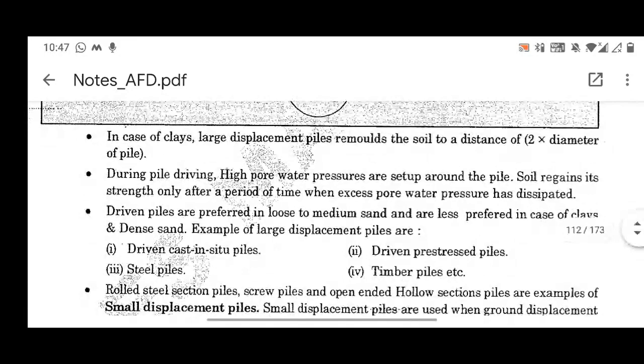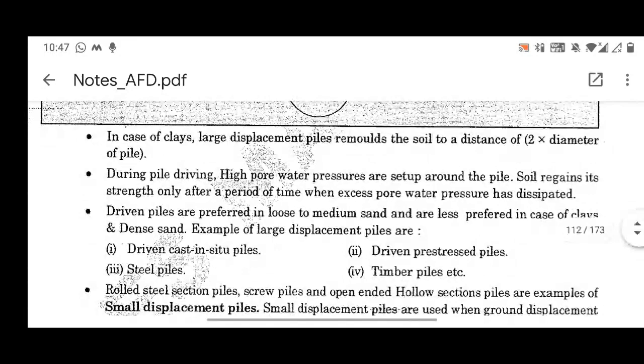And when I say driven pre-stressed pile, these piles are basically cast off site and transported to site, and then they are used for the installation purpose. Like a hammer will be put onto the top of the pile and it gets into the soil mass.